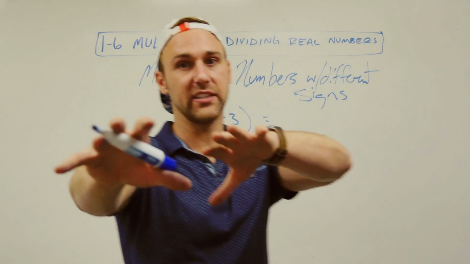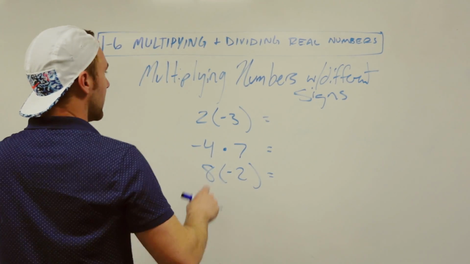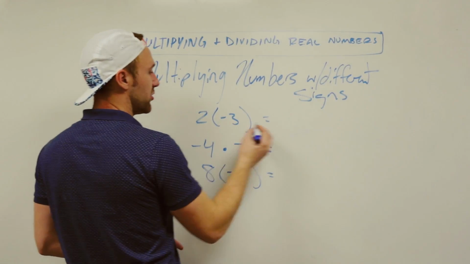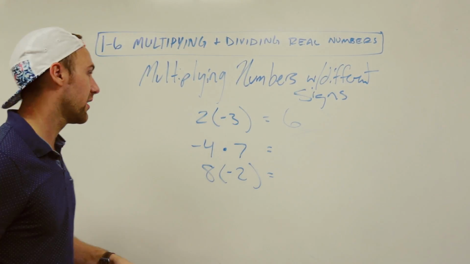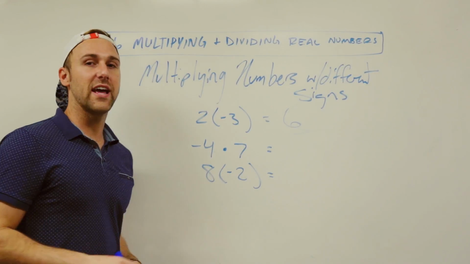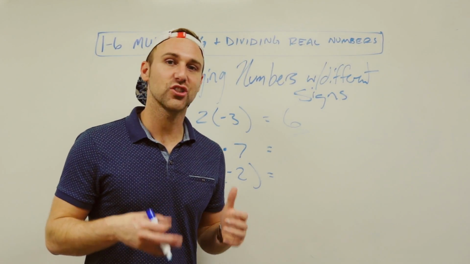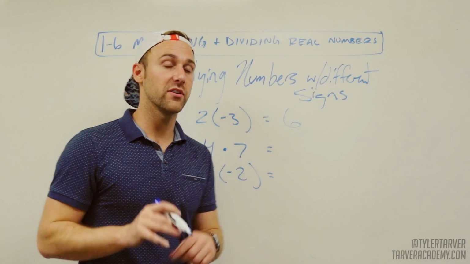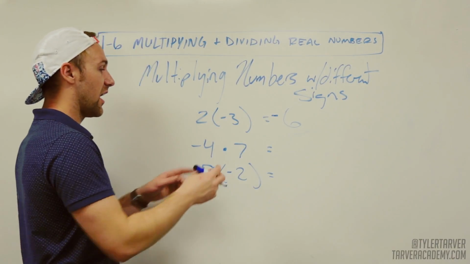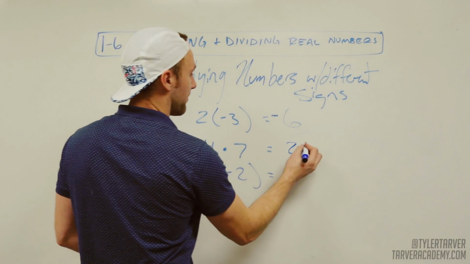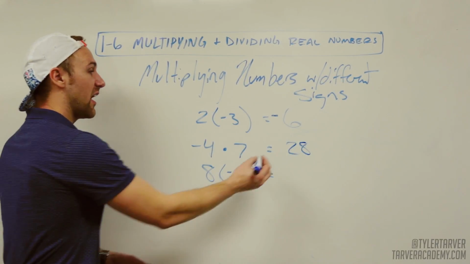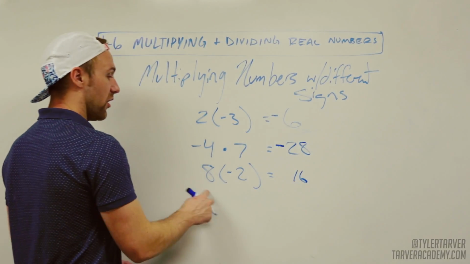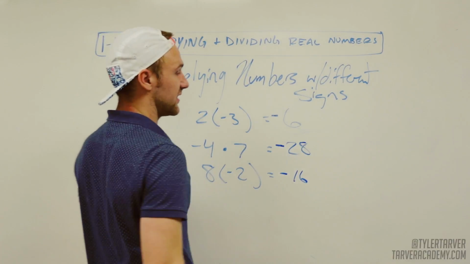So the easy way to work these, I'm going to give you a shortcut. Just multiply the two numbers. Forget the signs. 2 times 3 is 6. Everybody knows that. If one of them's a positive and one's a negative, that number is going to be a negative always if you're multiplying two different signs. So I can just stick the negative there. 4 times 7 is 28. One's a positive, one's a negative, so this is going to be negative 28. 8 times 2, 16. One's a negative, one's a positive, so it's going to be a negative 16.